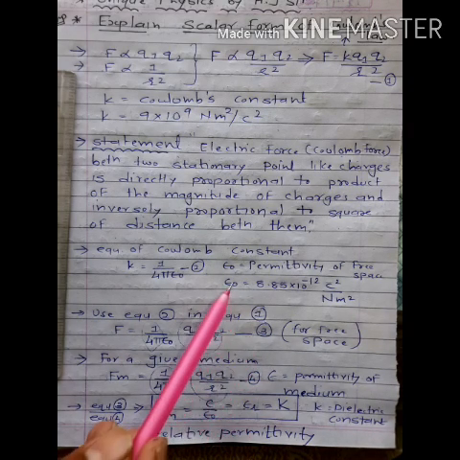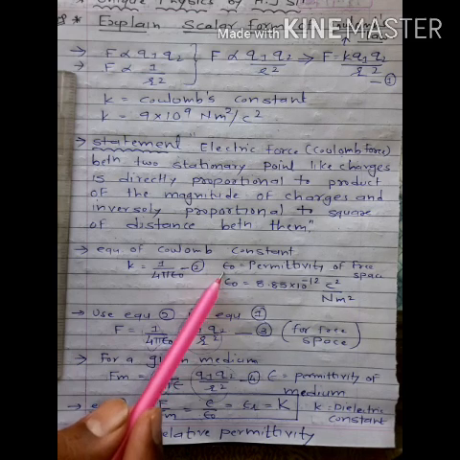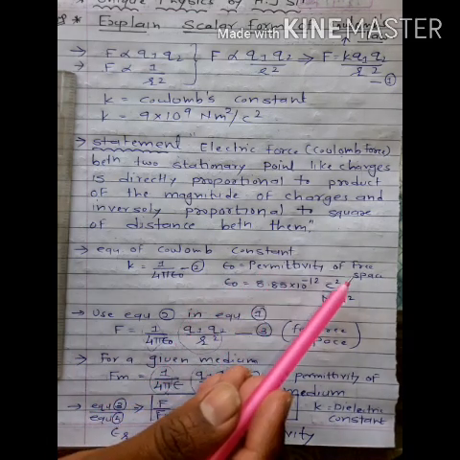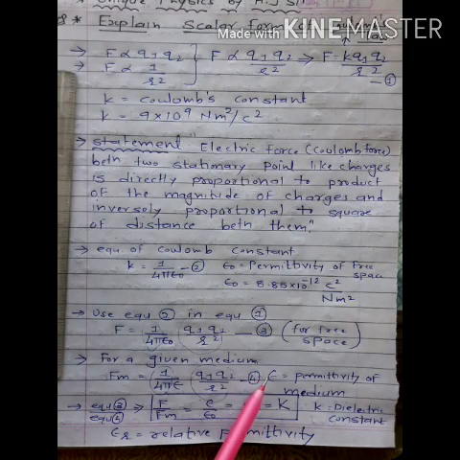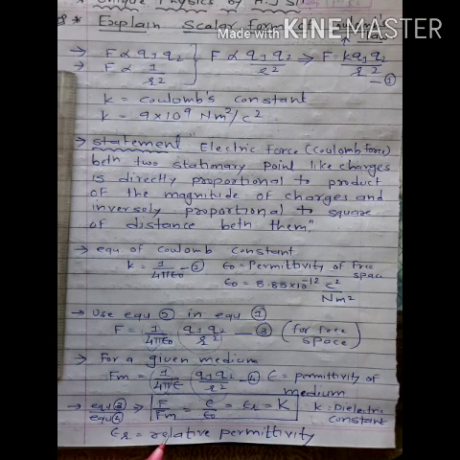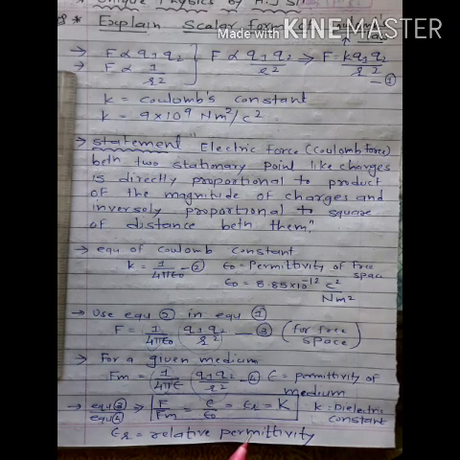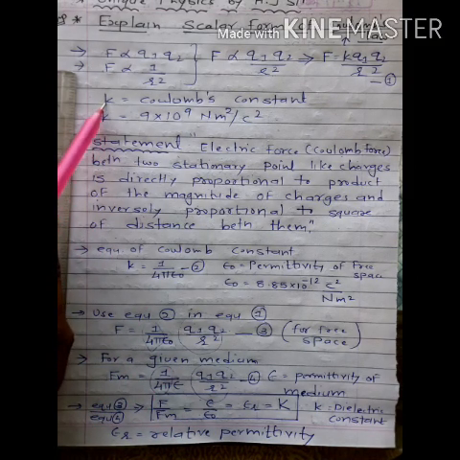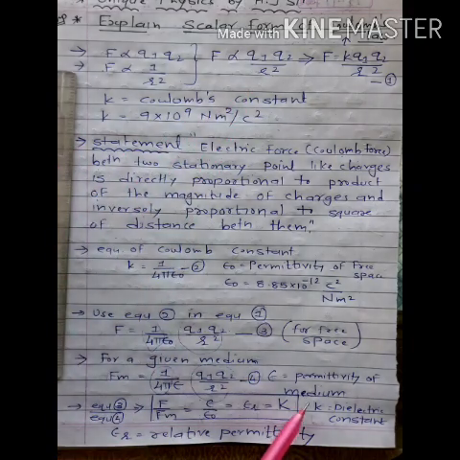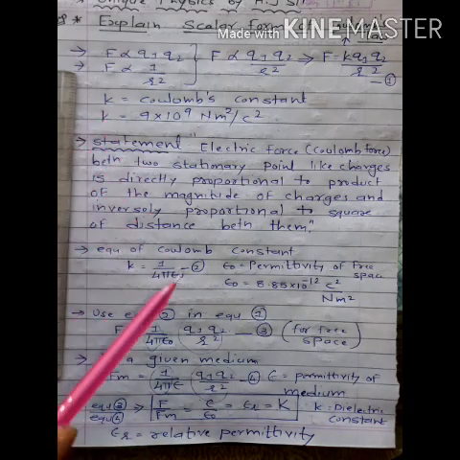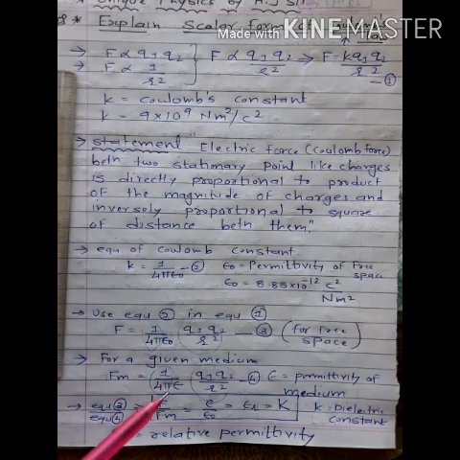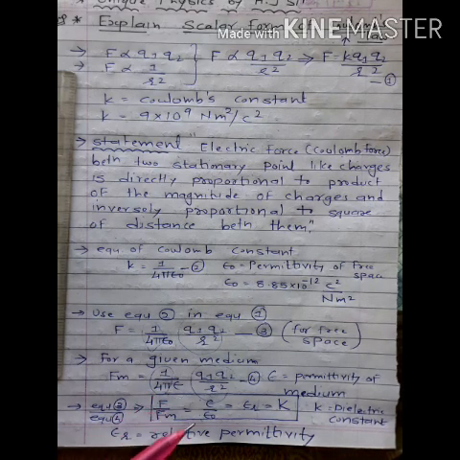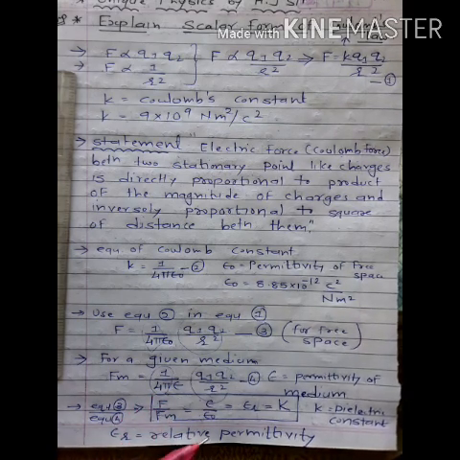Remember this point, whenever we use symbol epsilon 0, it is called permittivity of free space. Only epsilon, permittivity of medium, and epsilon r is called relative permittivity. Remember difference between this k, this is small k, Coulomb constant, and this is capital K, dielectric constant. Dear students, this is most important question of this chapter. Please prepare this question very carefully.